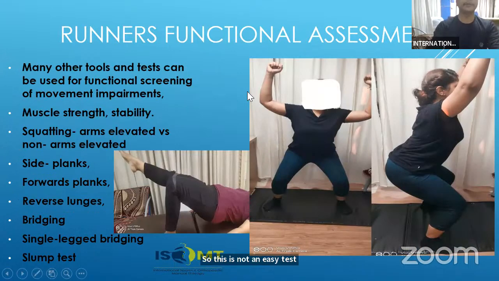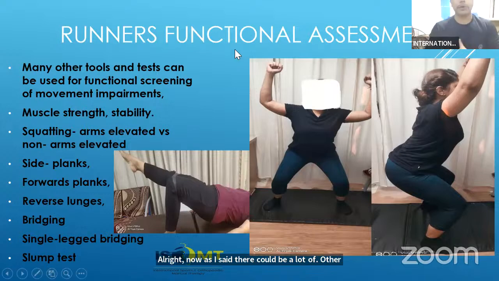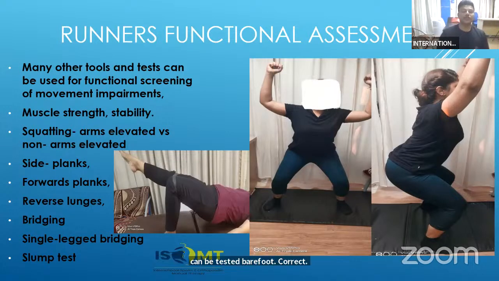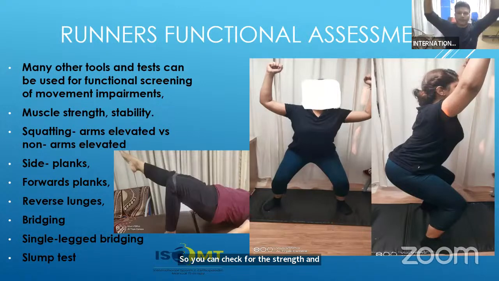All right. Now, as I said, there could be a lot of other functional tests as well for the runners. I will come on to the manual therapy assessment. Yes, it can be tested barefoot, correct. So you can check for the strength and the stability. You can ask the patient to perform a squat with arms elevated.